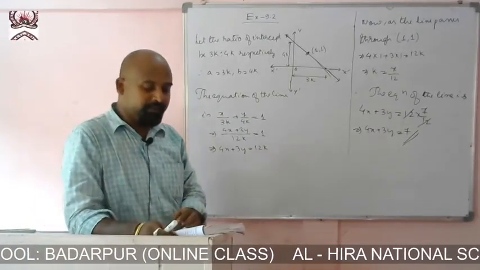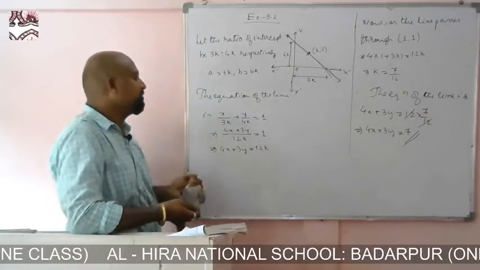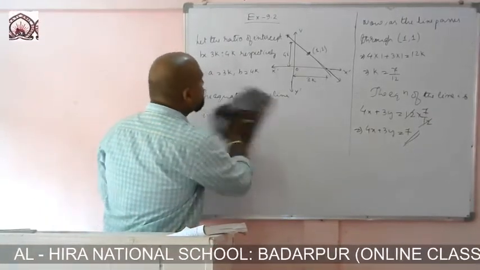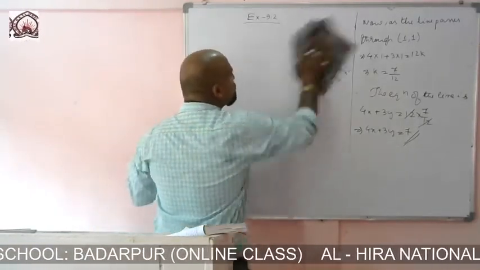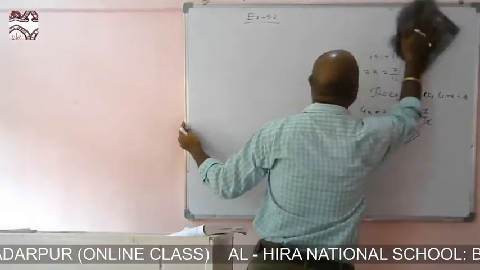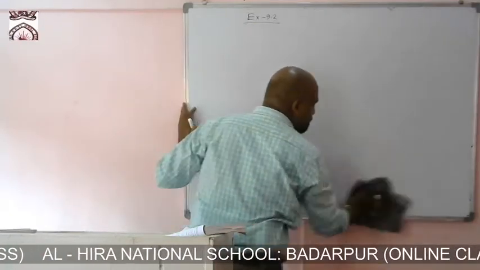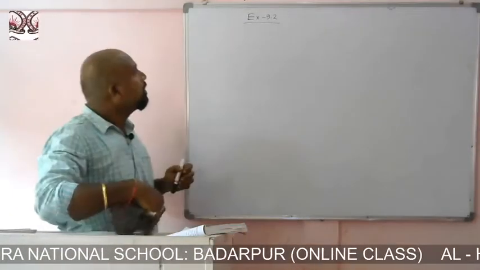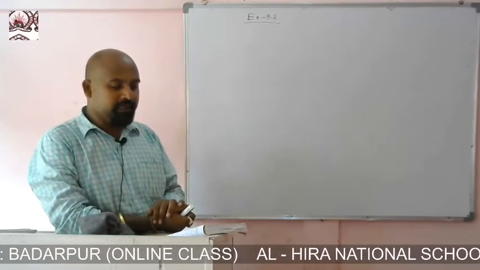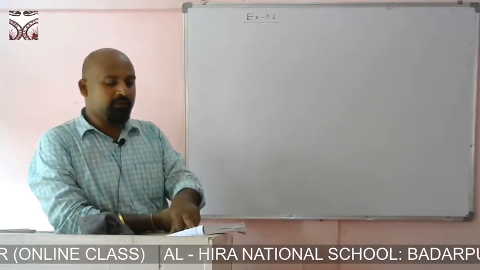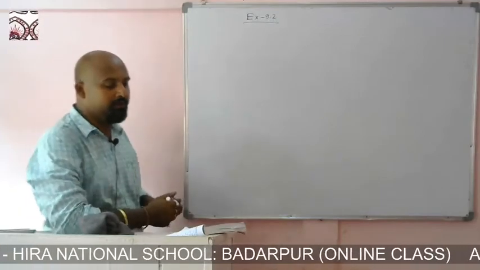Now question number 9 is very easy, you just have to solve. Okay, now question number 9: the line x by a plus y by b equal to 1 passes through the points (8, -9) and (12, -15). Find the value of a and b.